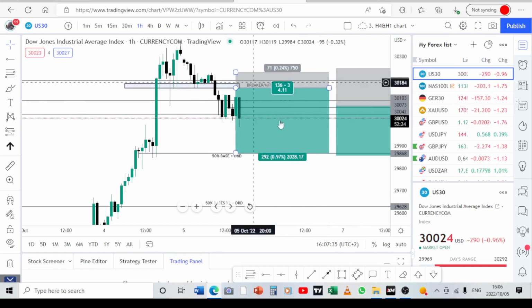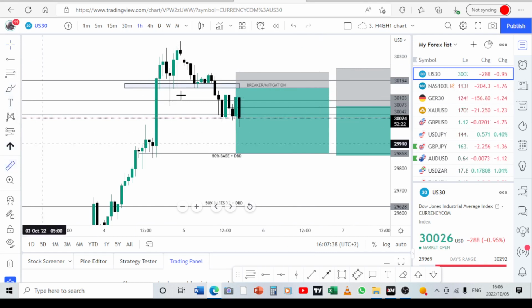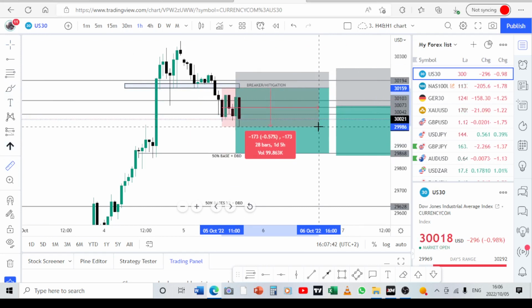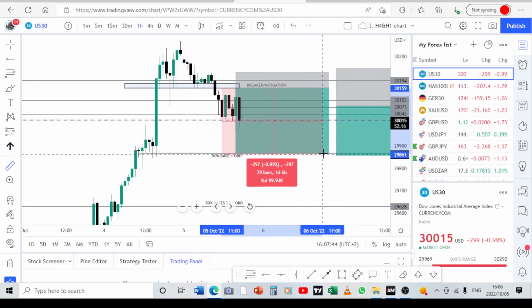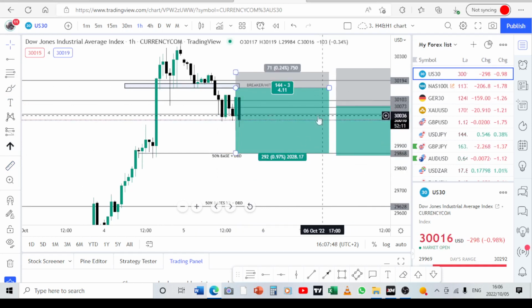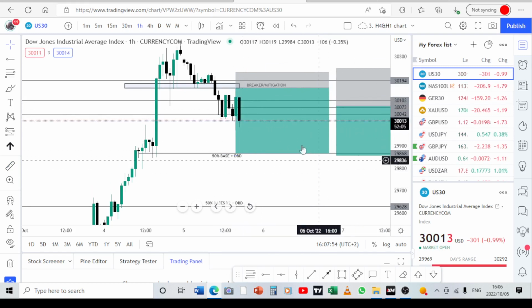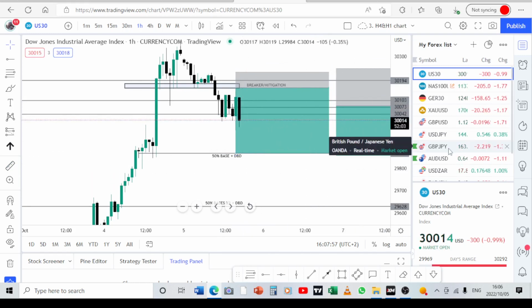But you can see how we could capitalize, guys. Look at this. We took our entry here, the second entry here, and the price moved about 170 pips, and we are waiting for the price to reach 290 points here. But our first TP was here. You see, it was missed a little bit. So be careful, guys. I'll see you in the next video.